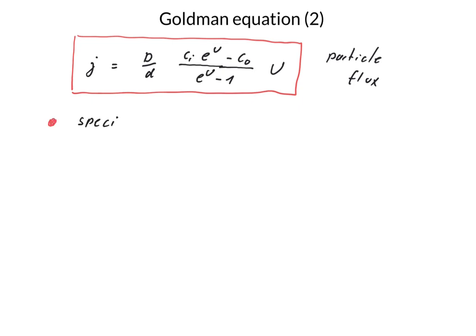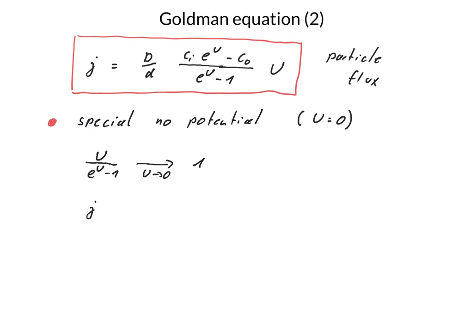So it's good to look at special cases, and one of the special cases is that there is no potential, hence U is equal to 0. In that case, the product of U divided by e to the power U minus 1 for U approaching 0 goes to 1. Hence, what we obtain is that the particle flux J is equal to the diffusion constant divided by the thickness times the concentration difference between the inside and the outside.